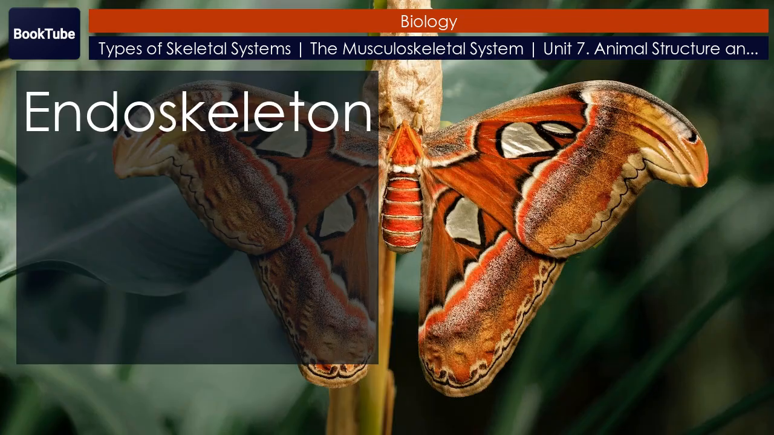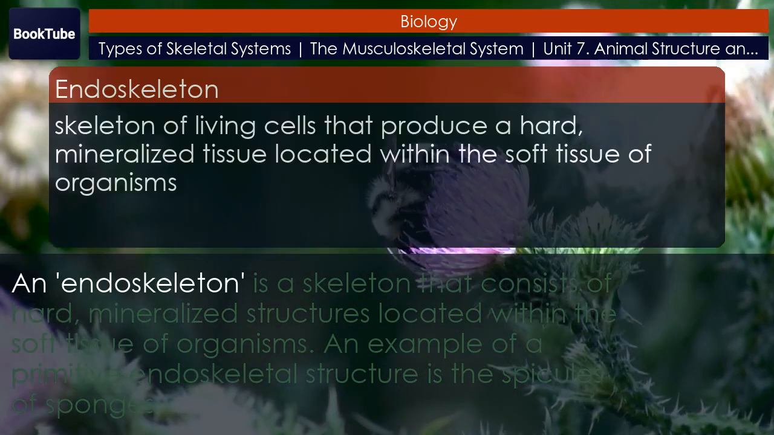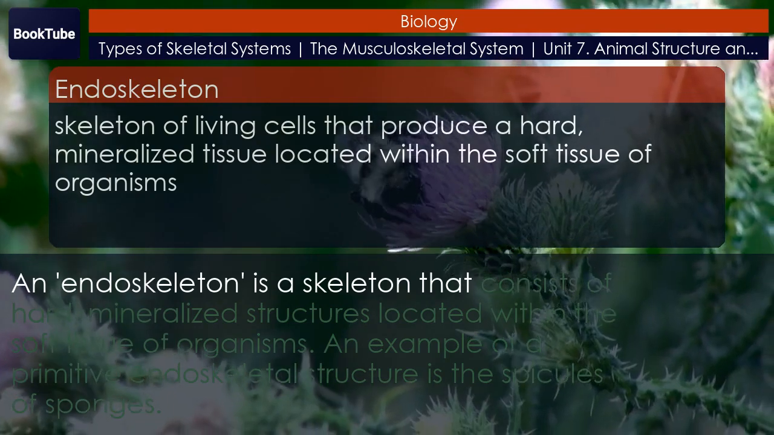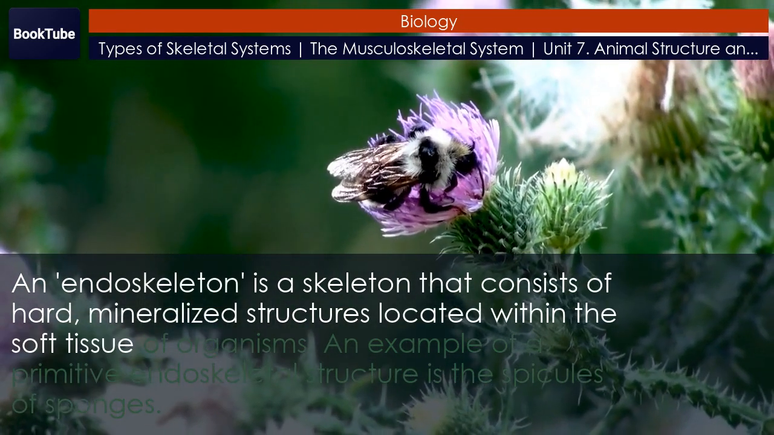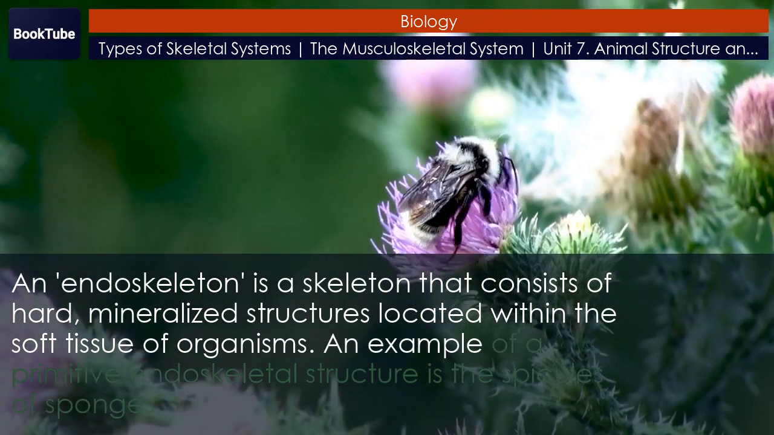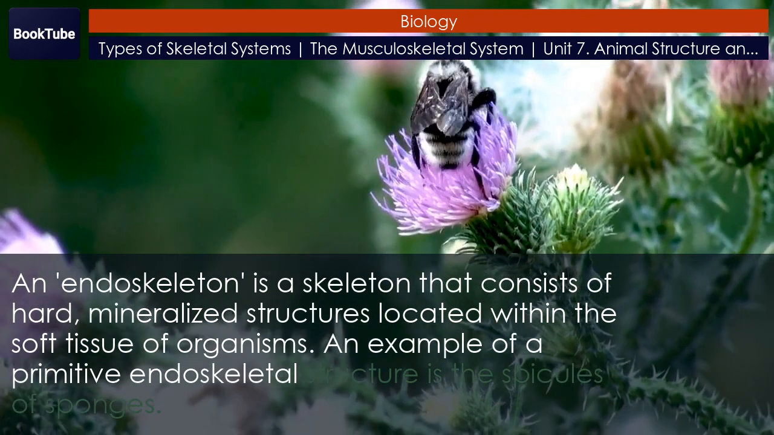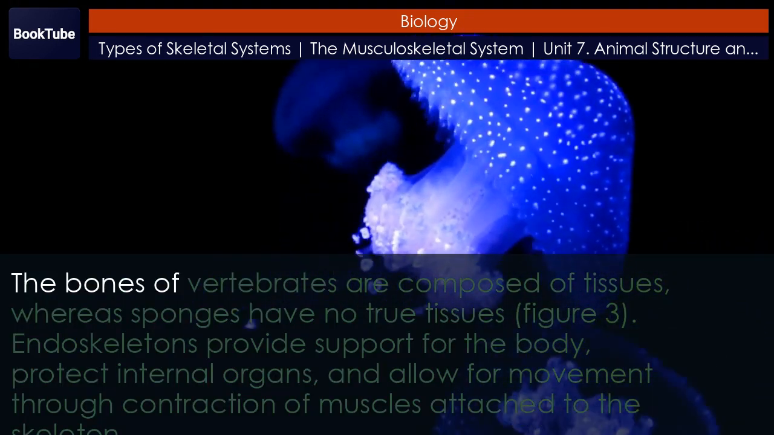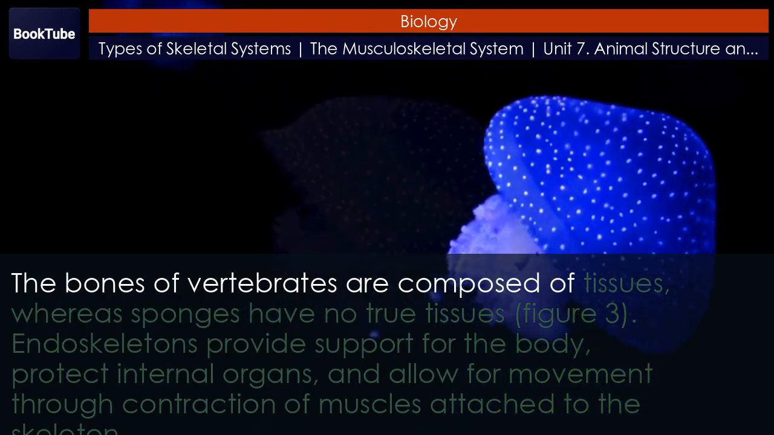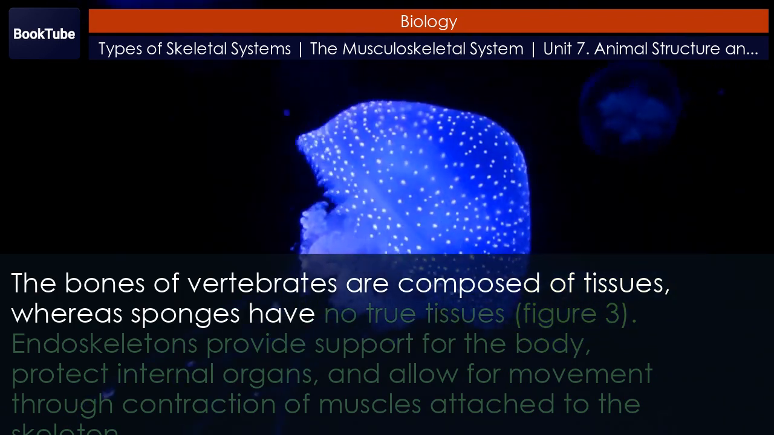Endoskeleton. An endoskeleton is a skeleton that consists of hard, mineralized structures located within the soft tissue of organisms. An example of a primitive endoskeletal structure is the spicules of sponges. The bones of vertebrates are composed of tissues, whereas sponges have no true tissues.